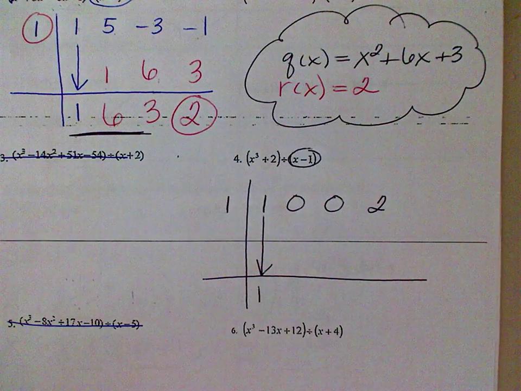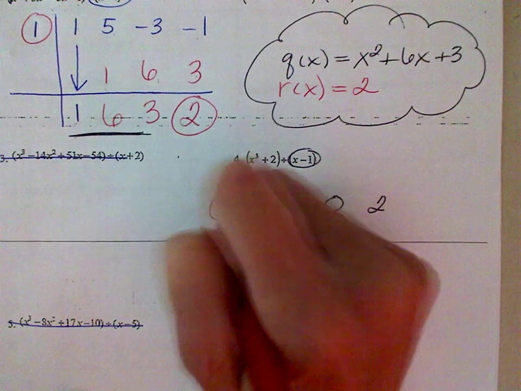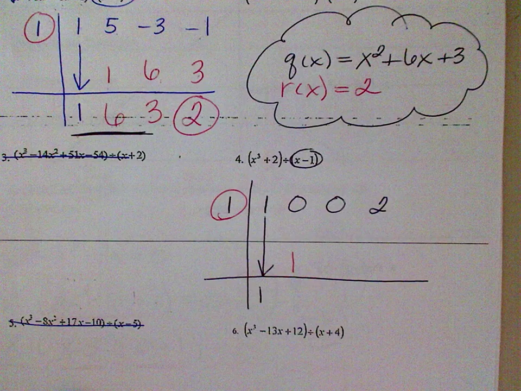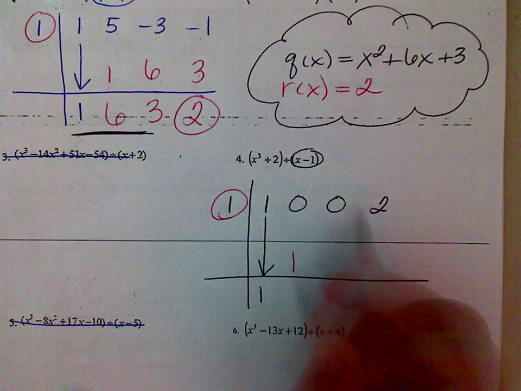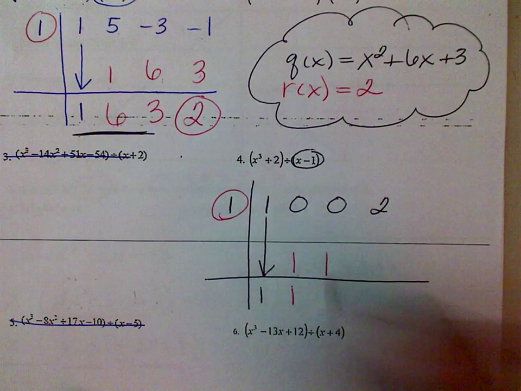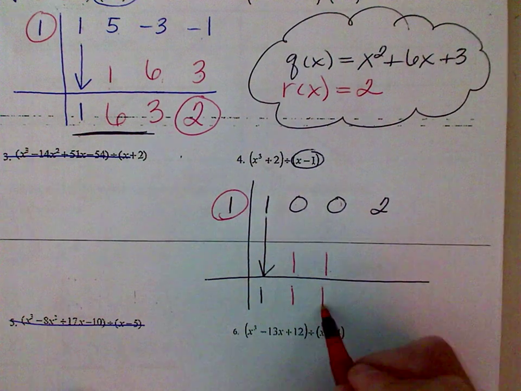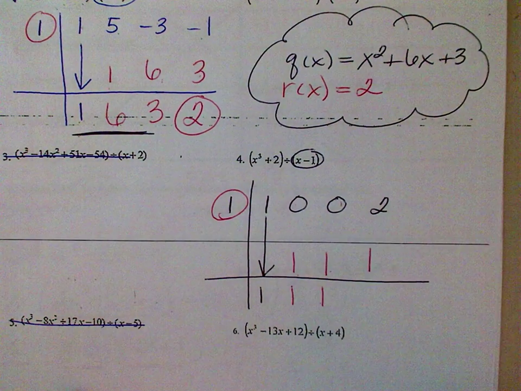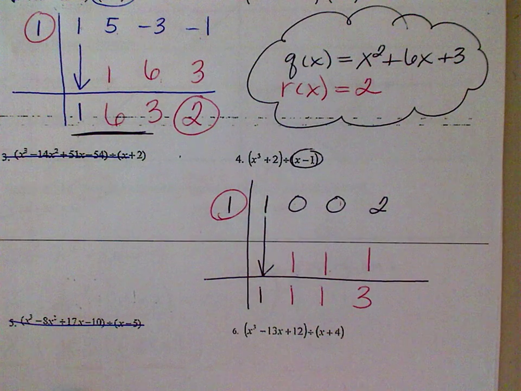Okay, now I'm ready to multiply and add. I'm always going to multiply by this number over here. 1 times 1 is 1. Then you're going to add. 0 plus 1 is 1. Repeat. 1 times 1 is 1. You're going to add these up to get 1. Repeat. 1 times 1 is 1. You're going to add to get 3.